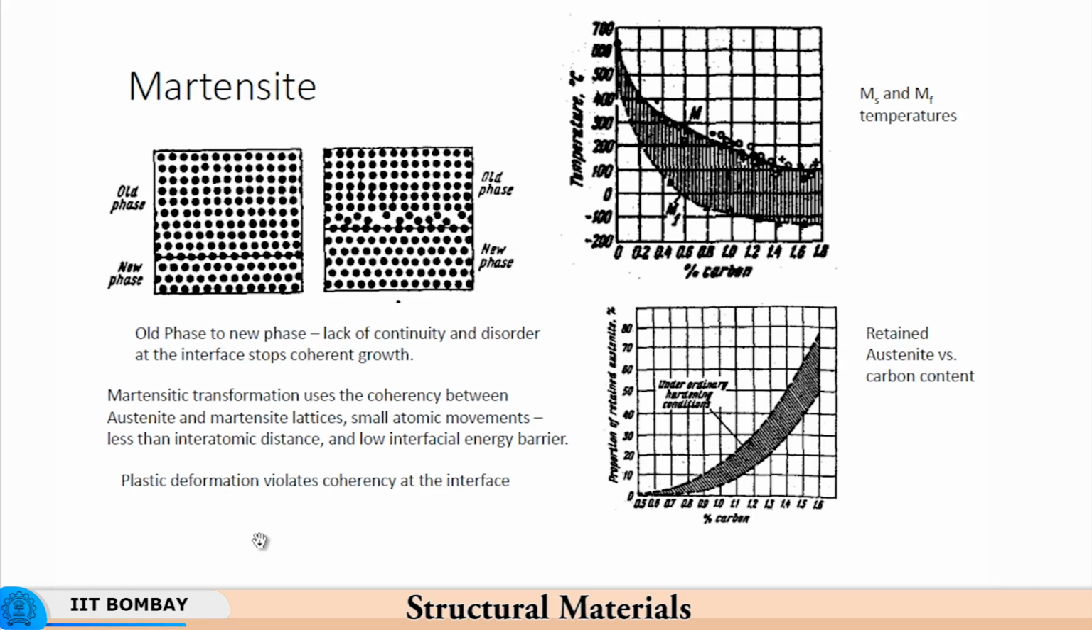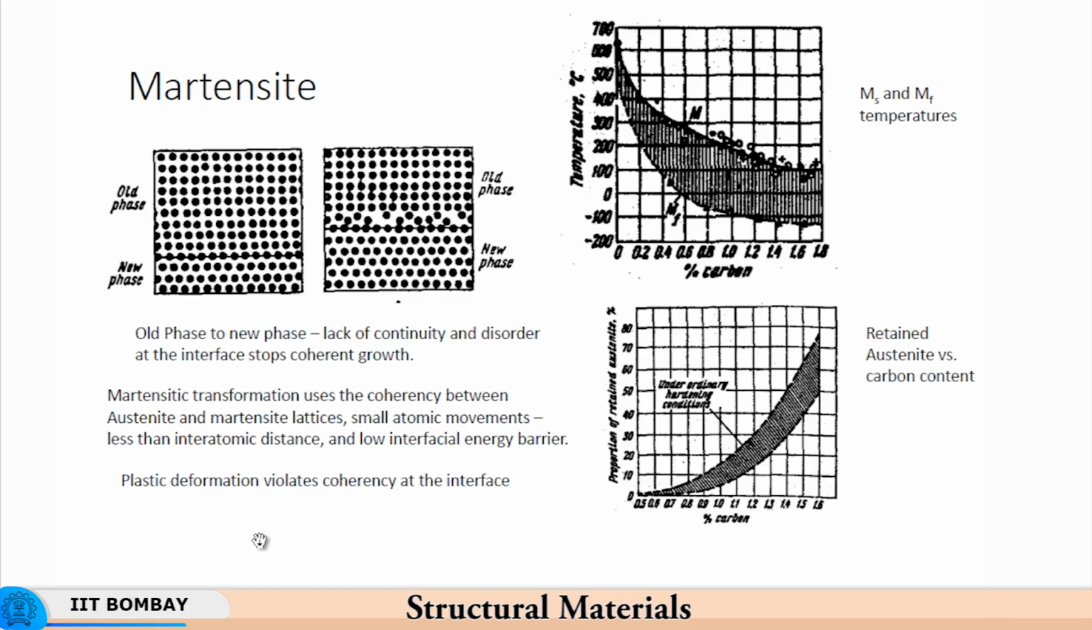As a result, the martensitic transformation uses coherency between austenite and martensite lattices. So, the atomic movements are very small. When the transformation takes place, it takes place without any diffusion, purely by atomic movements less than the interatomic distance and at a low interfacial energy barrier. As long as there is no plastic deformation taking place at the interface, there is no problem. You can have the coherency maintained, and therefore, the interface continues to remain coherent.